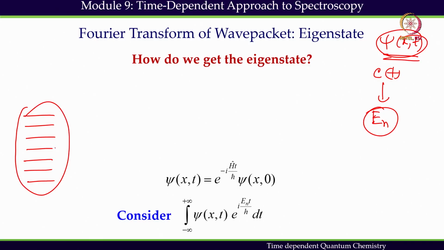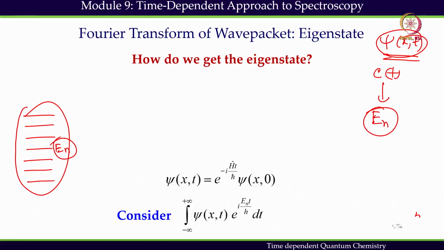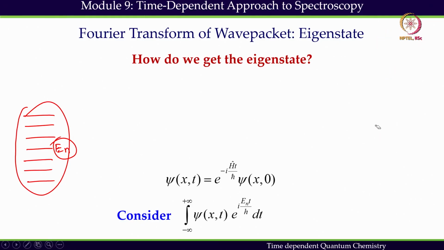But then the question is, if I solve TISC, it will give me eigenvalues and eigenfunctions. So En and psi n, both will come back from TISC. Now so far, with the help of TDSC, I have been able to get the eigenstate energies. The question is, what is the eigenstate function we get? For that we have to explore another realization: the Fourier transform of the wave packet at that eigenstate.